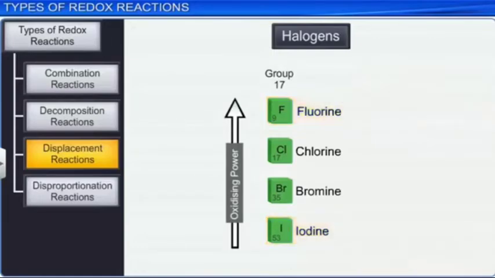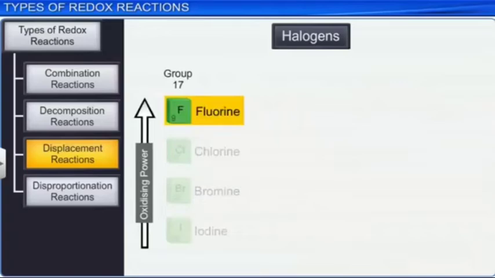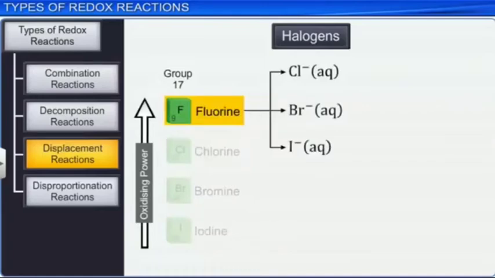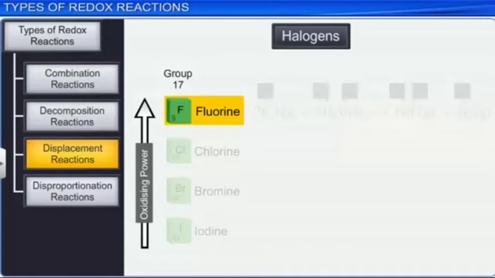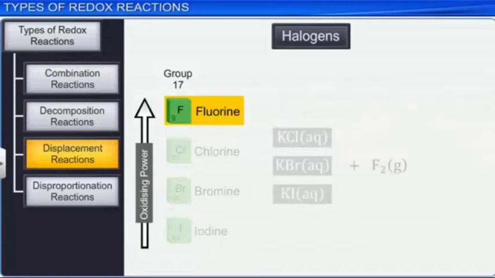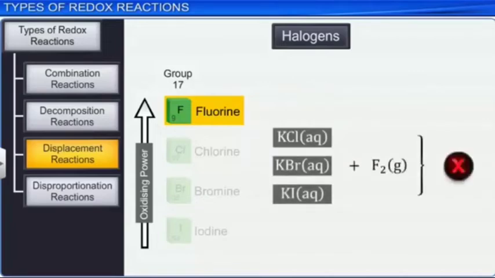Fluorine is highly reactive and can displace chloride, bromide, and iodide ions in a solution. Due to its high reactivity, it can also displace oxygen from water. Therefore, displacement reactions of chloride, bromide, and iodide ions with fluorine are not carried out in aqueous solutions. Let's look at some more halogen displacement reactions.